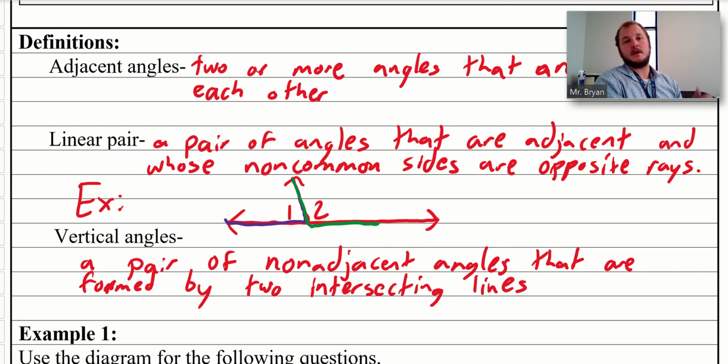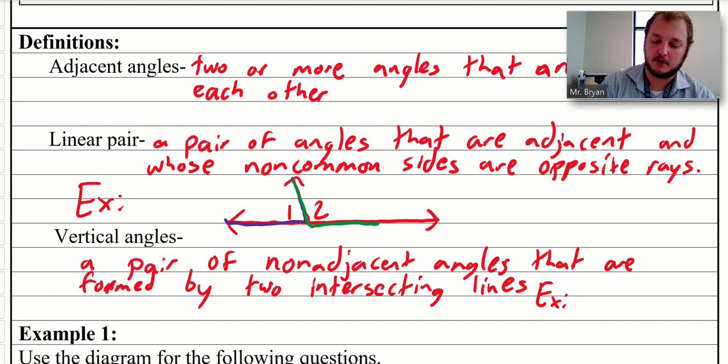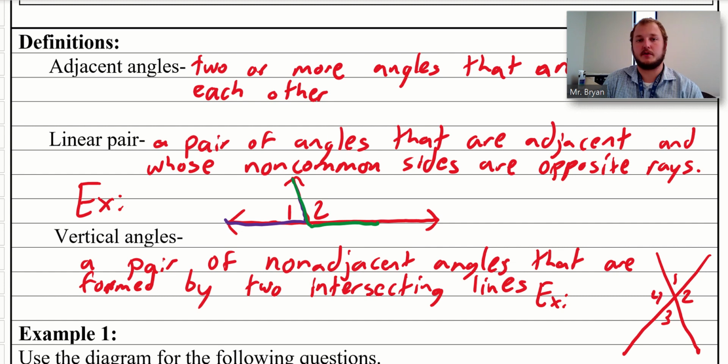A pair of non-adjacent angles that are formed by two intersecting lines. Again, that's really geometry vocabulary heavy. If I look at this example here, all I need is two intersecting lines. So I'm going to draw this out to the side here. Two intersecting lines. And if I name just these going around the sides of these two intersecting lines, we have 1, 2, 3, and 4.